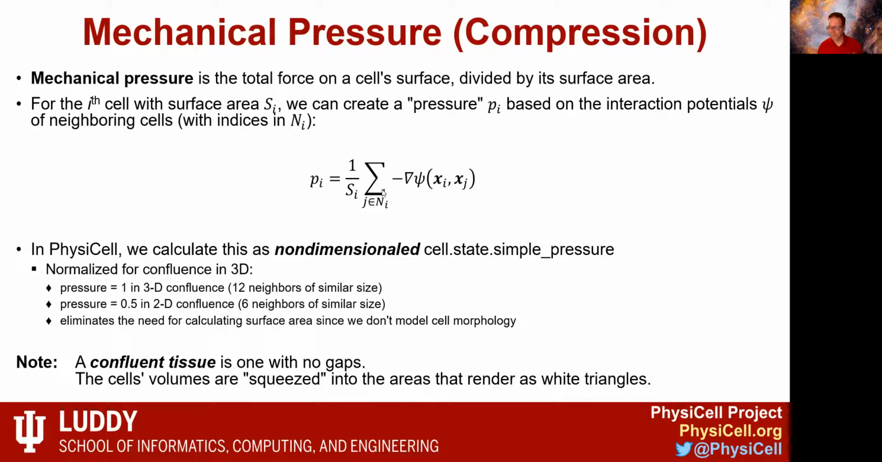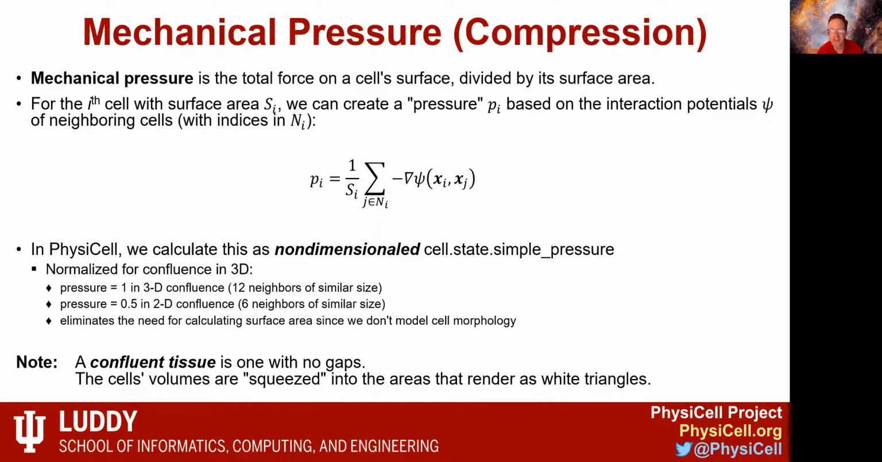Now in PhysiCell, remember that we don't track cell morphology. We track position and size, but not morphology, which means we really don't have a good approximation of cell surface area. So we want to normalize this out. So what we've done is we created a non-dimensionalized form of the pressure called simple pressure. It's stored in cell.state.simple_pressure. And we've more or less come up with some normalization factors.